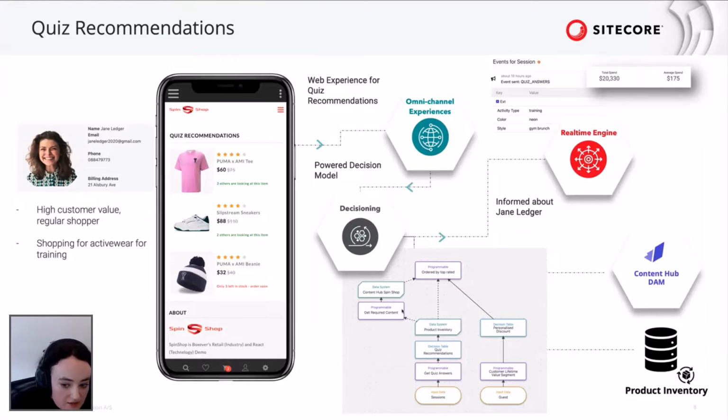That's using a decision model. This one you see here, that decision model is calling off to the real-time engine to get back her quiz answers. It's calling off to Content Hub to get back the required content, and it's calling product inventory to pull back what's in stock and what meets those recommendations. So all of that is happening when she's answering the quiz and sending in that information.